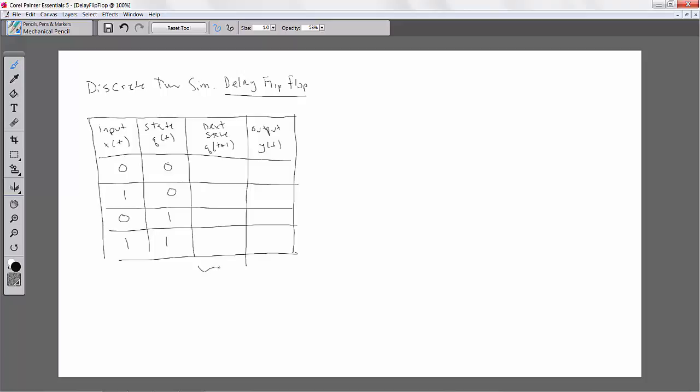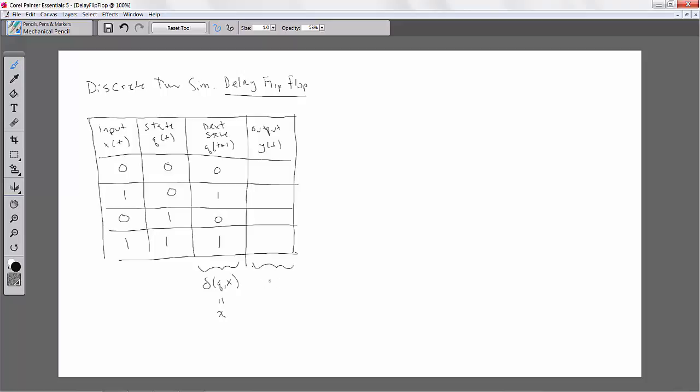Now, in this case, because it's represented as a Moore system, the next state, which is delta of q, x, is actually going to be exactly the same as our previous delay system. It's going to be just the value of x. So our next state is just a direct copy of our input, so 0, 1, 0, 1.